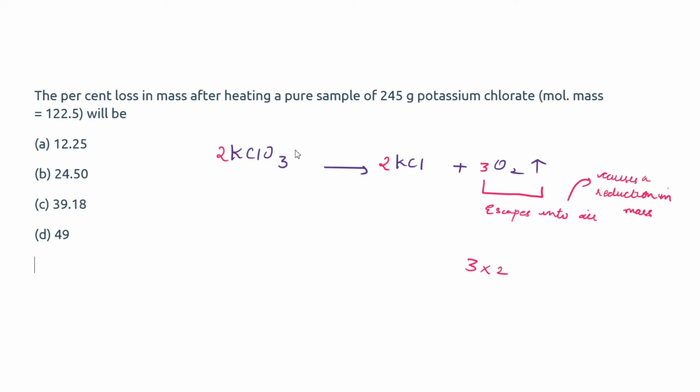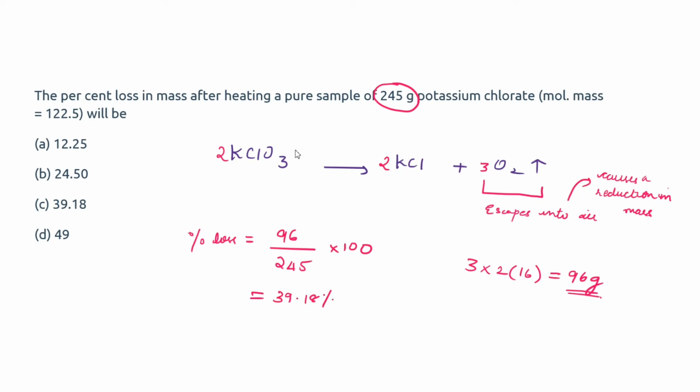Because 3 times 2 into 16, because 3 molecules of oxygen is escaping into the air. So 3 into 2 into 16 gives us 96. The percentage loss is nothing but 96 by the total mass of the compound given as 245. They have given a pure sample of 245 grams, so it's given in the question already. So 96 by 245 into 100 gives us 39.18%, which is option C.